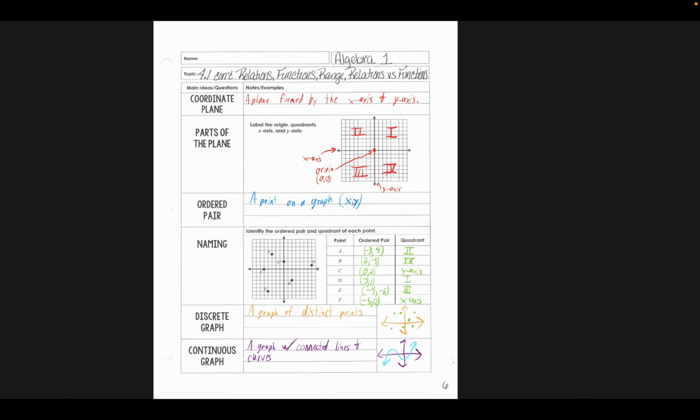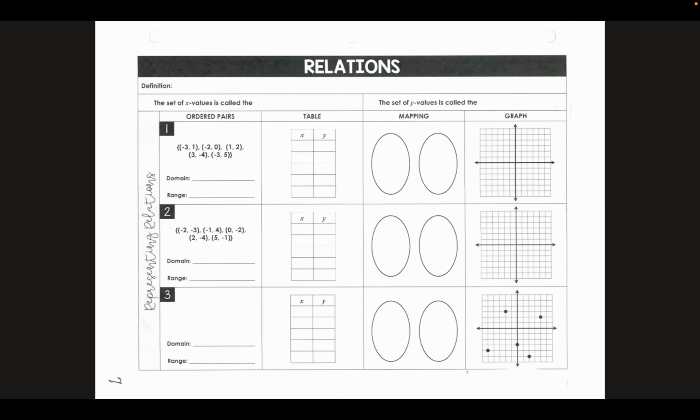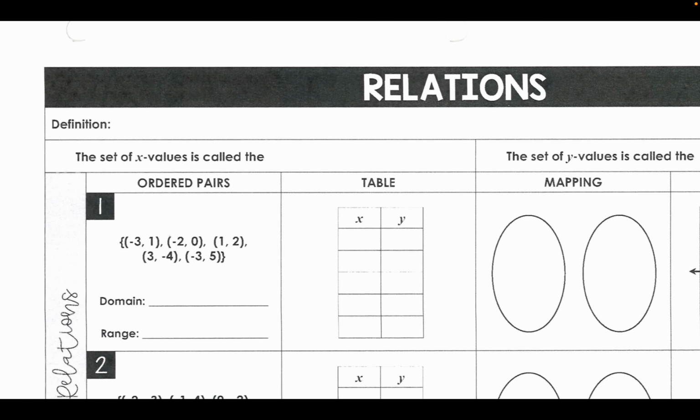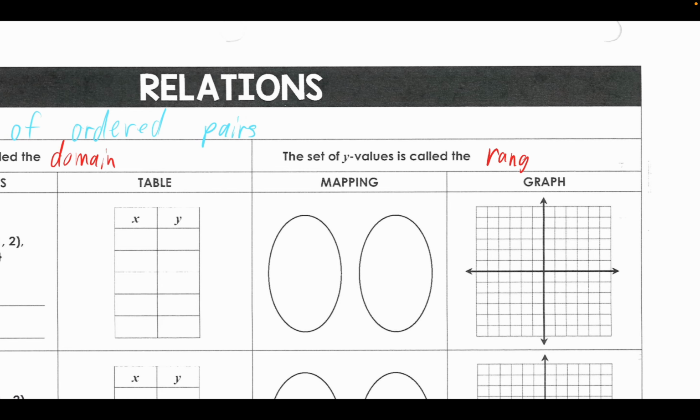Moving on, we'll talk now about what a relation is. And I need to rotate this page. My apologies on that. There we go. That's better. The definition of a relation is a set of ordered pairs. And it is important to note that the set of x values for these ordered pairs is called the domain, whereas the set of y values for the ordered pairs is called the range.